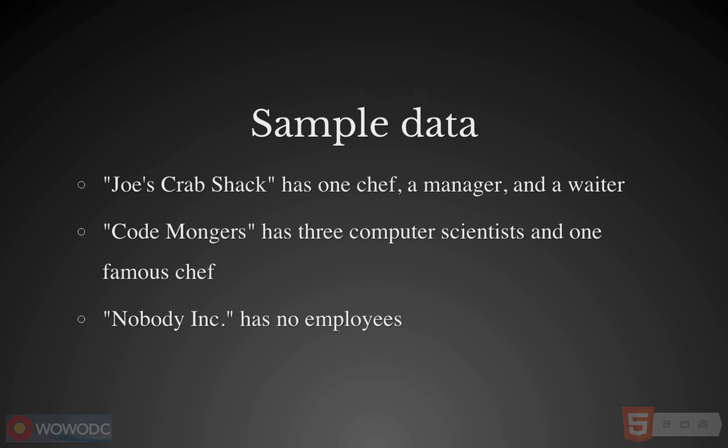And this is what our data is going to look like. We're going to have a company called Joe's Crab Shack. They have one chef, one manager, and a waiter. There's Code Mongers. They have 3 computer scientists and 1 famous chef. The chef is employed to keep the programmers well-fed and happy and working late hours. We have Nobody Incorporated that has no employees. This is our data set.